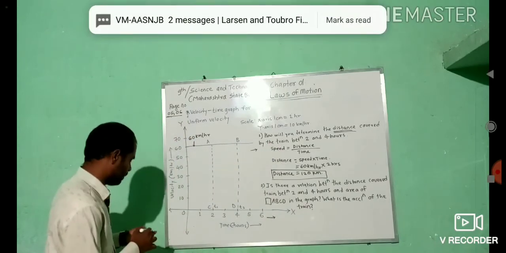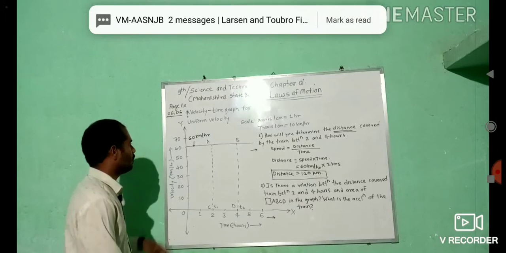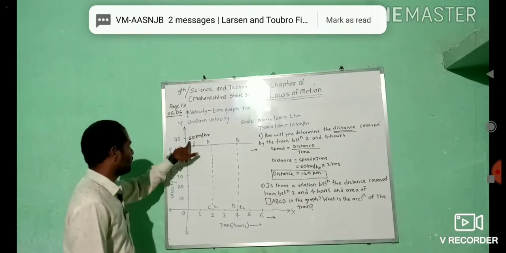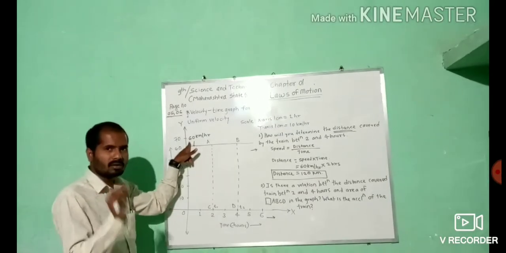Okay, you can determine it by the formula, or orally. Simple. The train has 60 km/h. It has the constant velocity.